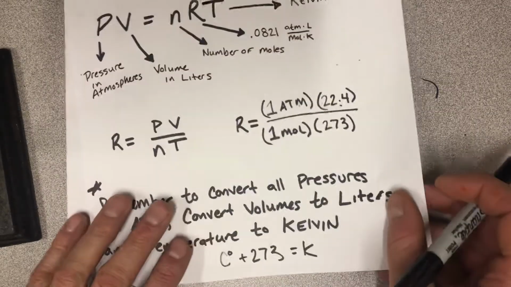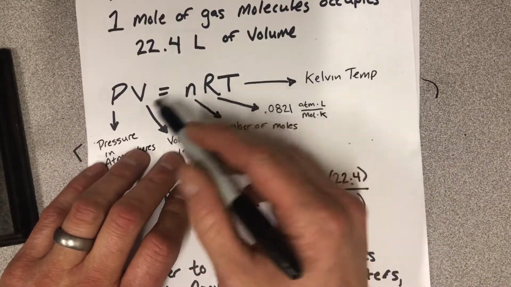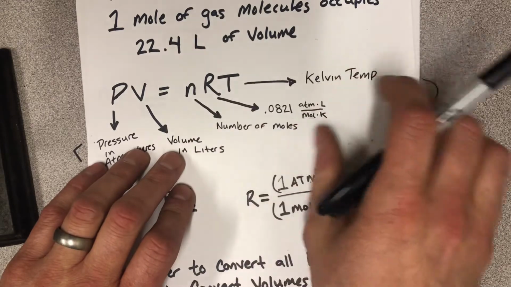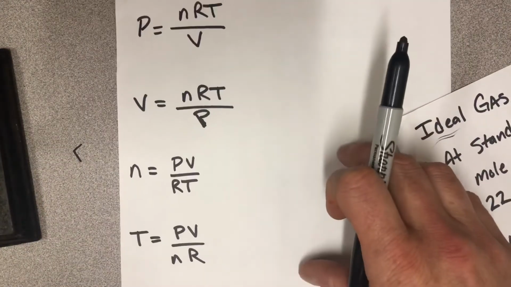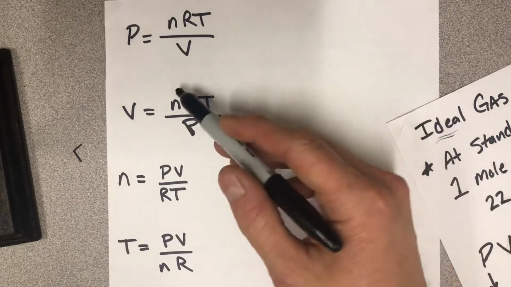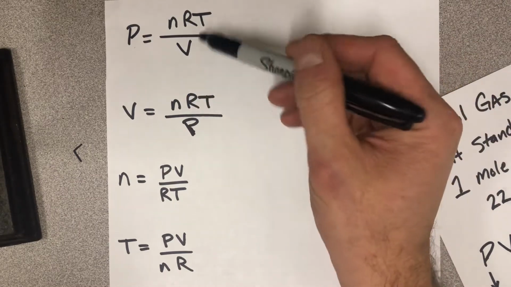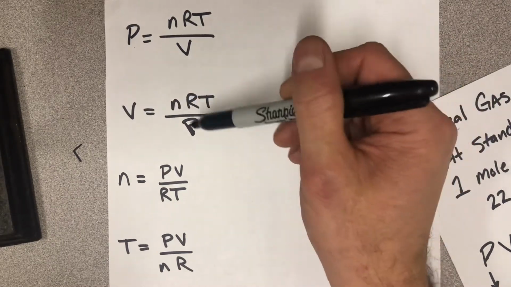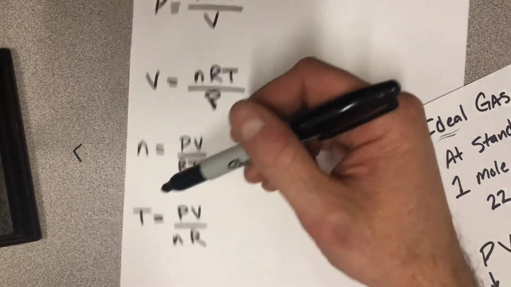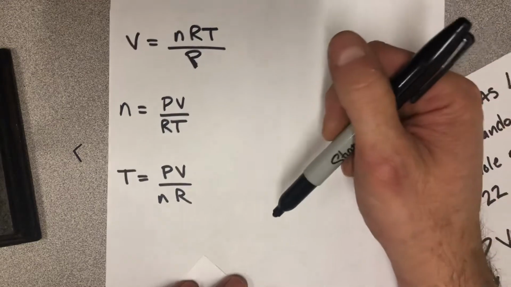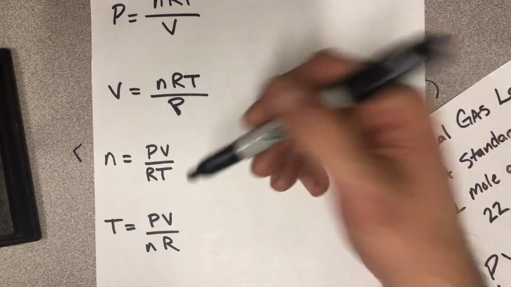Okay, and then it's just an algebra equation. You're going to have 4 out of the 5 variables, so you're just solving for one of these variables. And so when you derive these equations, here they are, you're never going to solve for R. That's a constant value. So P is nRT over V, V is nRT over P, and N is PV over RT, and T is PV over NR. And with those 4 derived equations, you can solve for those 4 variables.